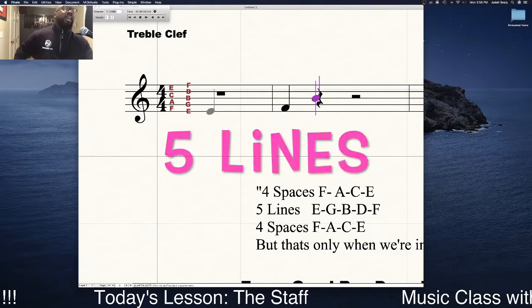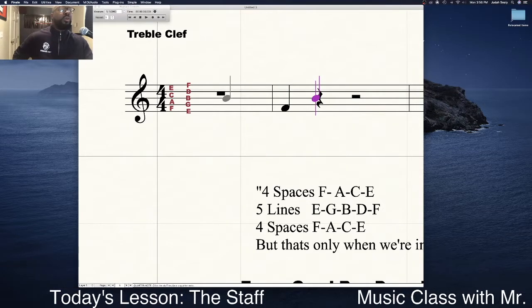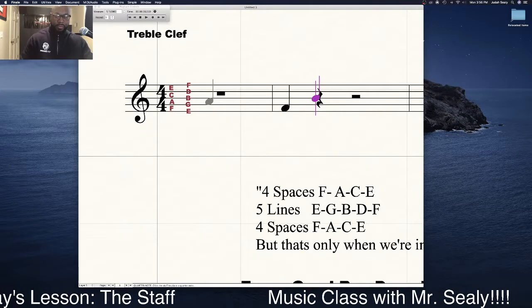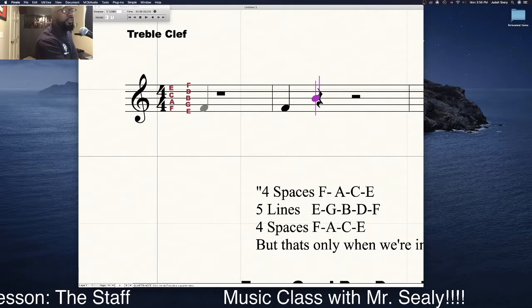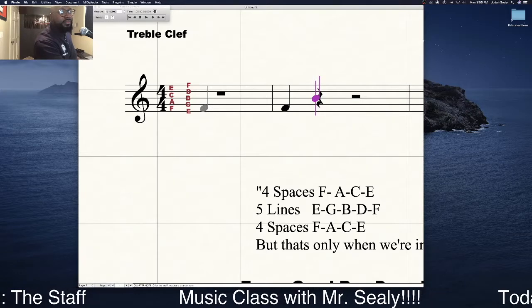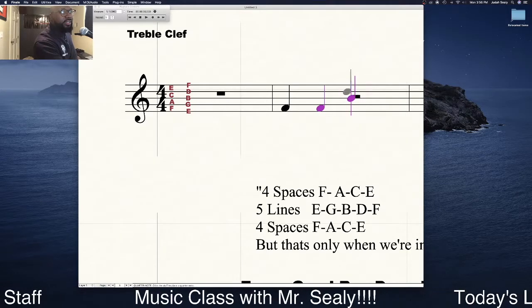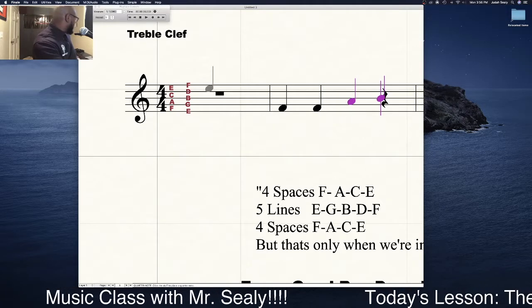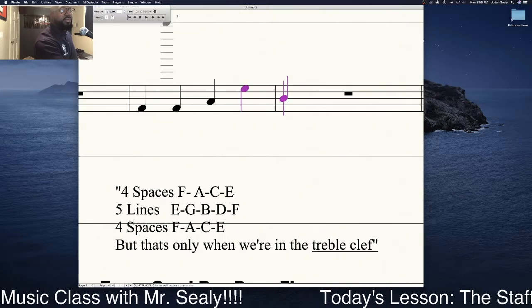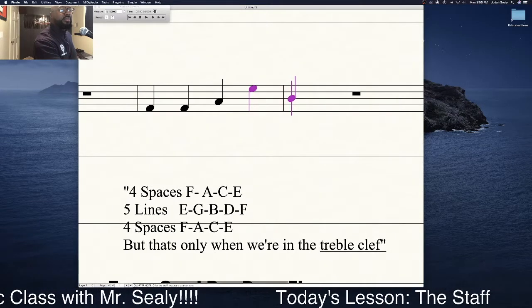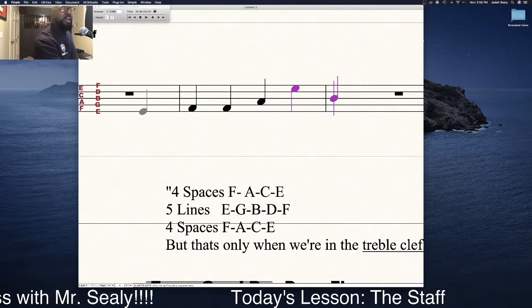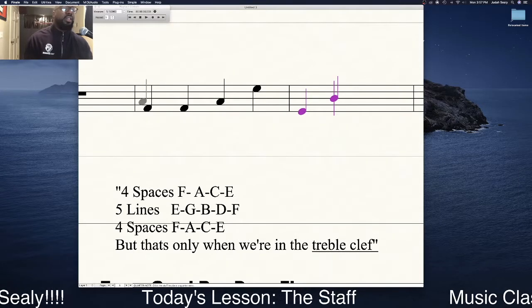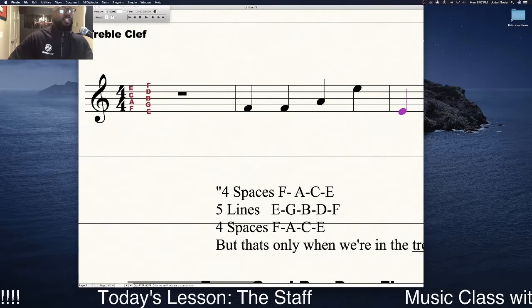Very good. Now, where we put a note on the staff determines what the sound is, okay? I'm going to play a few notes. If I put a note here, this is what the sound is. If I put a note here, it has that sound. If I put a note here, it has that sound, and so on and so forth. Okay, so where I put a note on the staff determines what it sounds like.